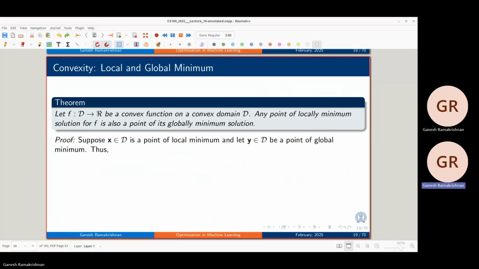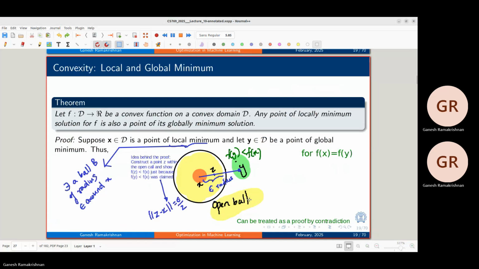Okay, I'm going to pictorially depict this. So here it is, right? X is a point of local minimum. Y is a global minimum. F of y is less than f of x. Exactly what I've written there.